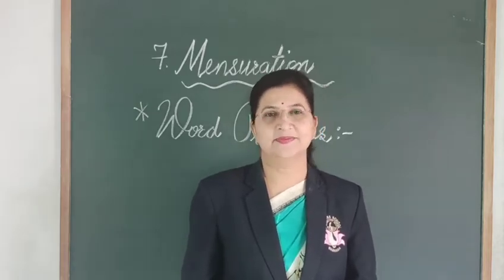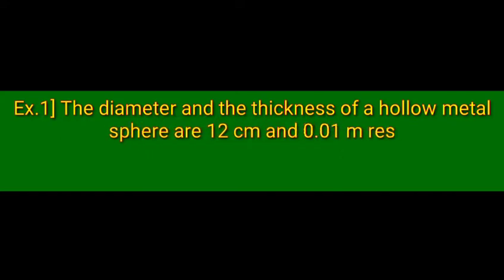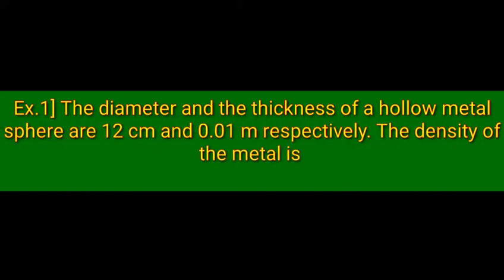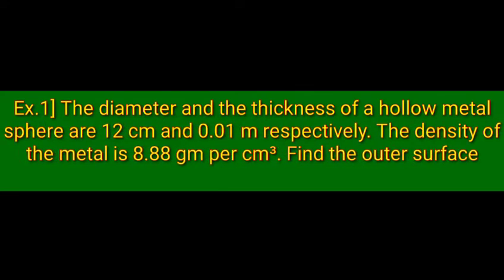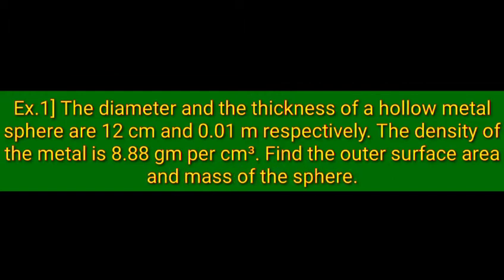Okay, so let's see. The diameter and thickness of a hollow metal sphere are 12 cm and 0.01 meter respectively. The density of the metal is 8.88 gram per cubic centimeter. Find the outer surface area and mass of the sphere.